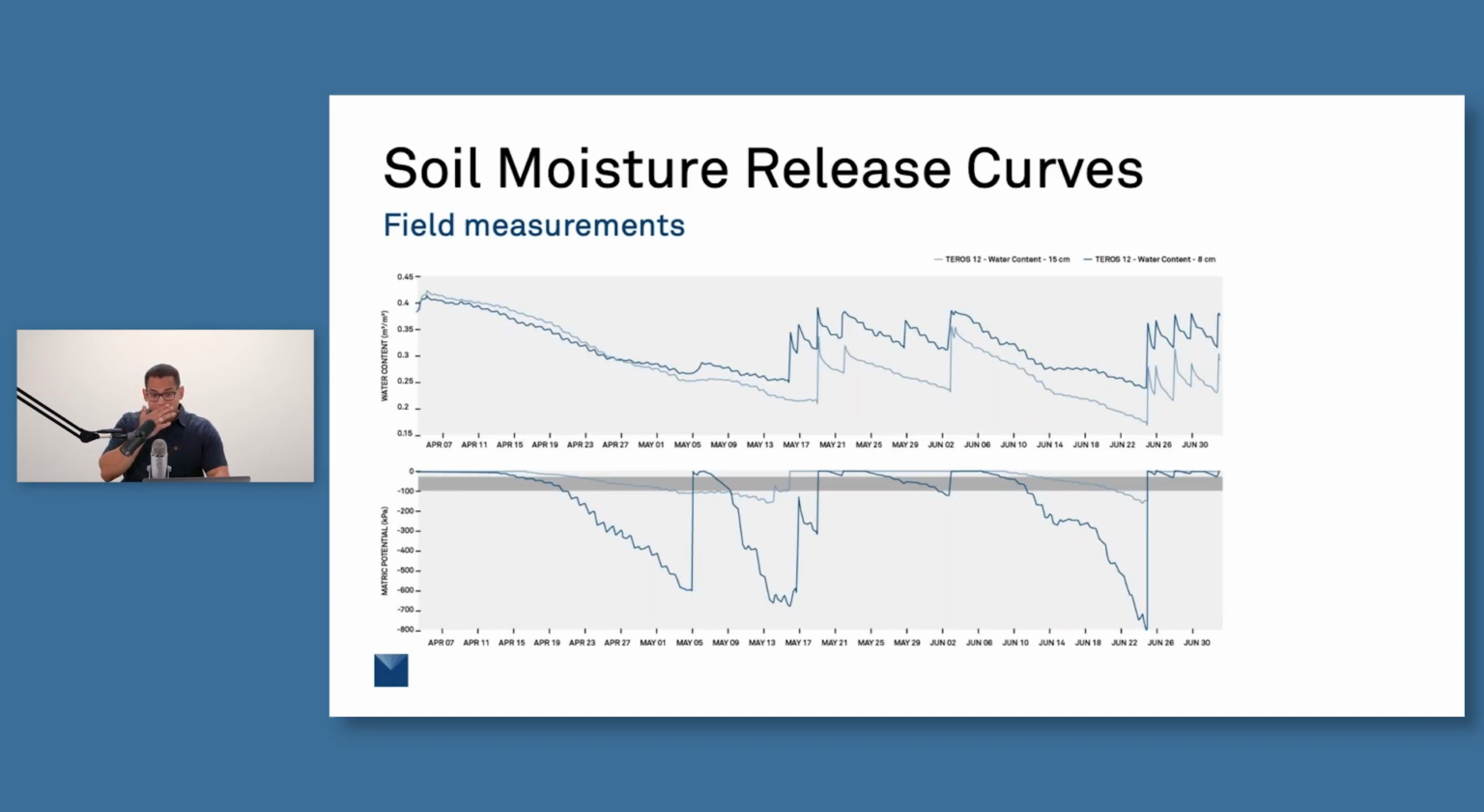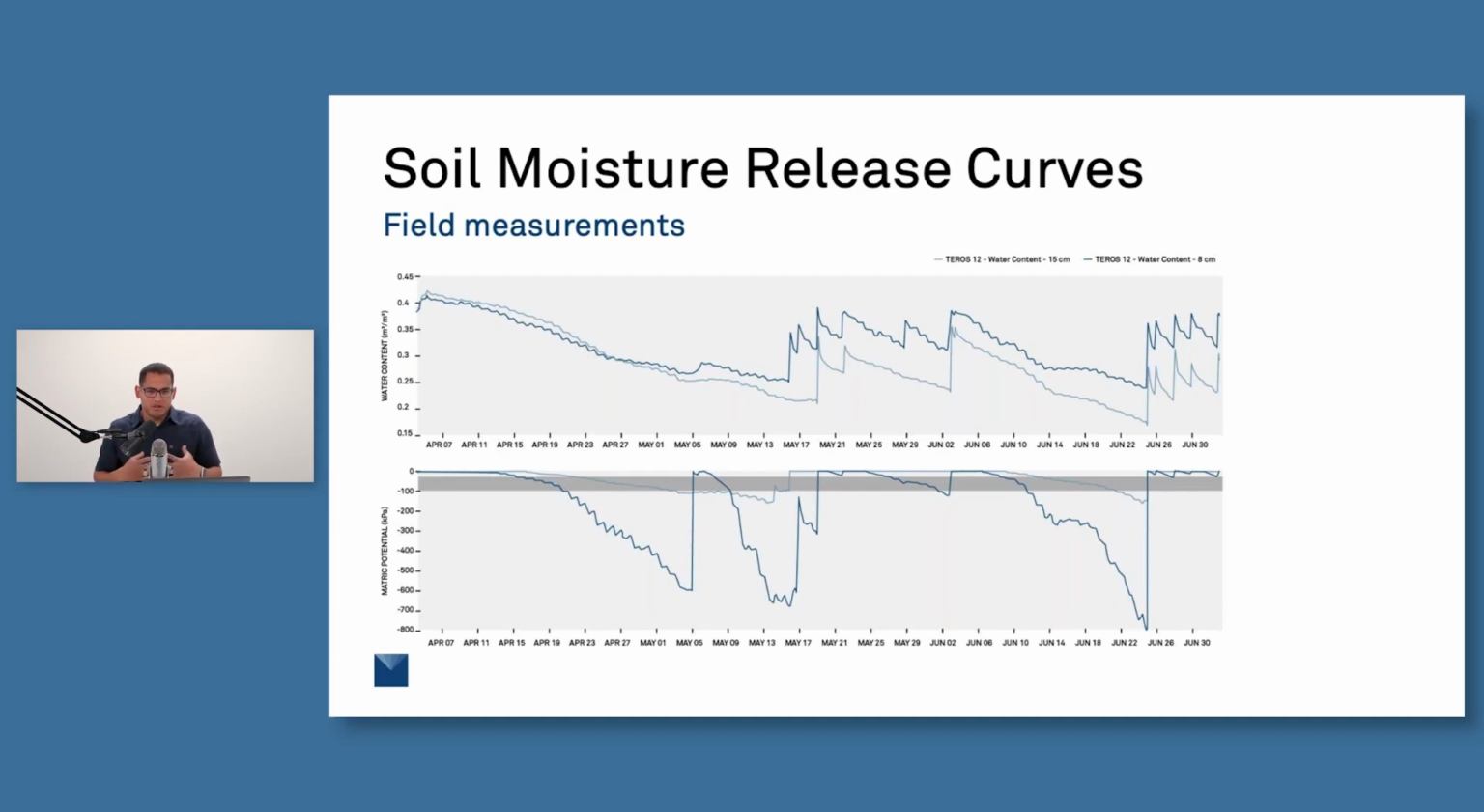So what's really cool, or maybe not so cool, is that we forgot to turn the irrigation on in April. So we had a really nice drying period that gave us a good range of data that we actually could use to generate a soil moisture release curve.